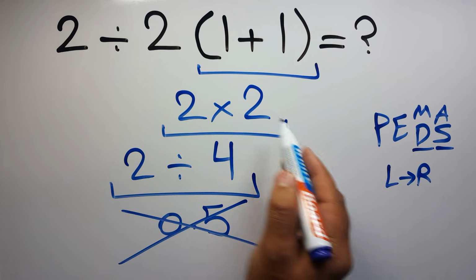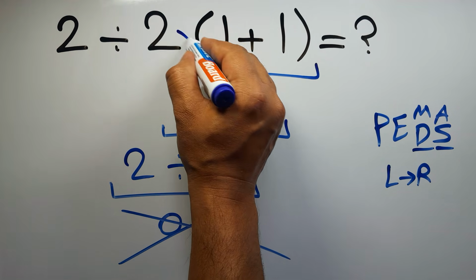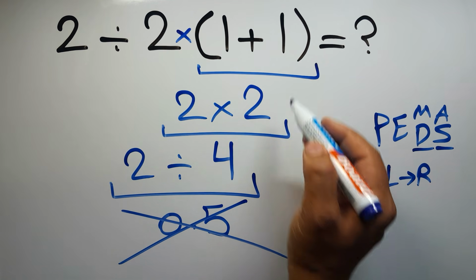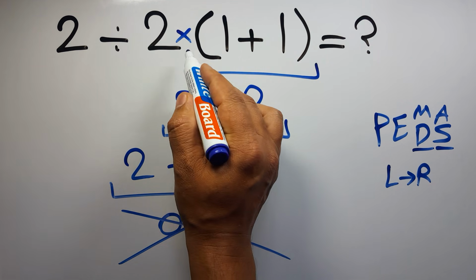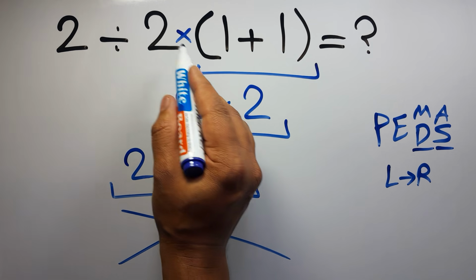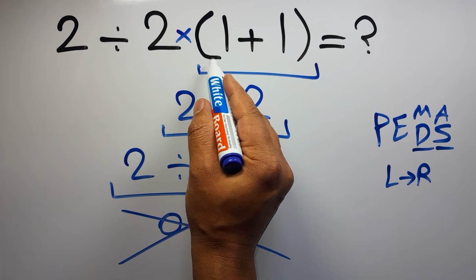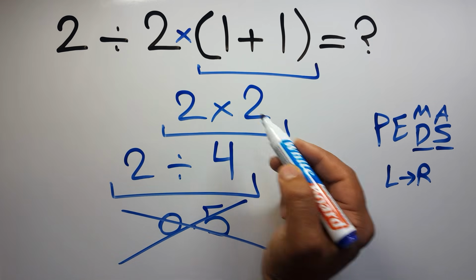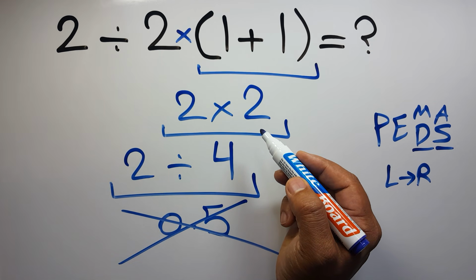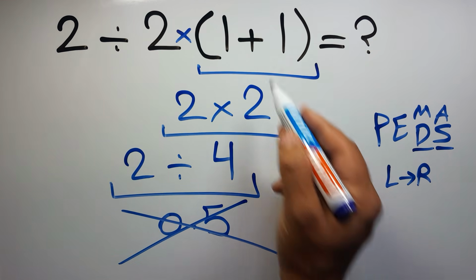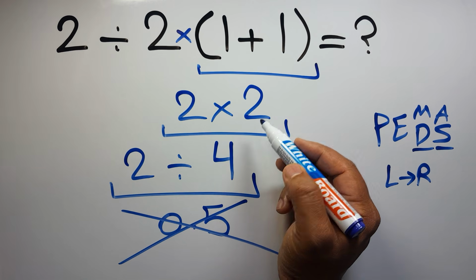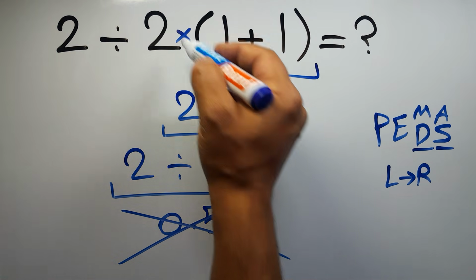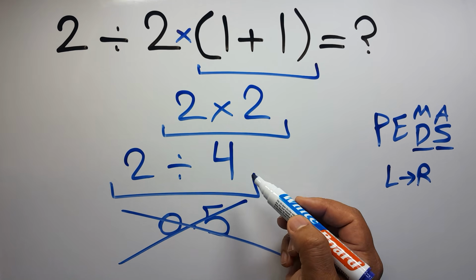In this expression, we have one division, one multiplication, and one parentheses. Inside this parentheses, we have one addition. Here we have a multiplication, because in mathematics, when a number is placed next to parentheses, it means multiplication, and we usually don't write the multiplication sign for brevity. Okay, so according to PEMDAS, first we have to do this parentheses, then this division, and finally this multiplication. If we do this multiplication before this division, it is wrong.